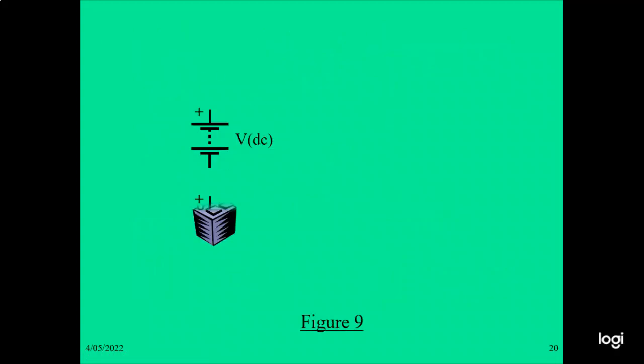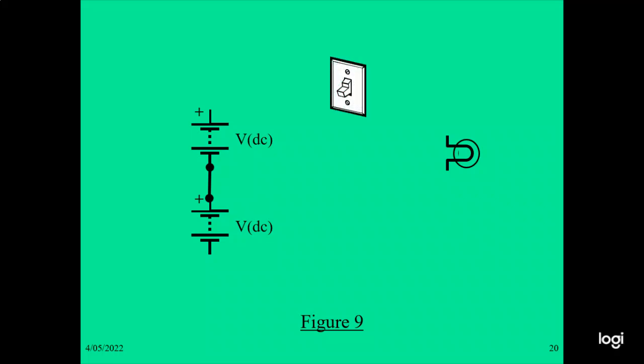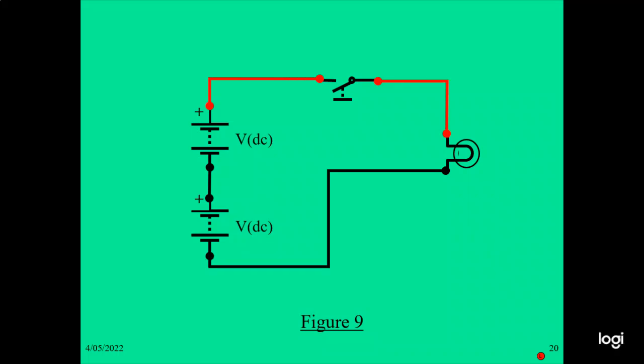The battery is represented this way. We join them together. The electrical light we can represent by the resistor this way. The switch you can represent by the switch symbol, and we join them together. This is the way we can draw the electrical circuit.